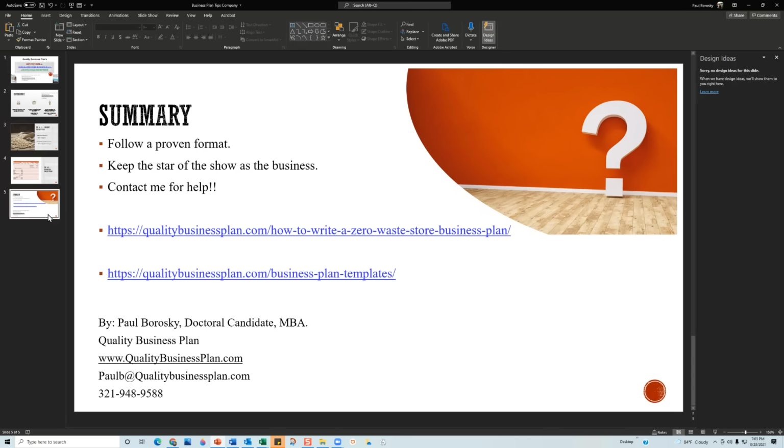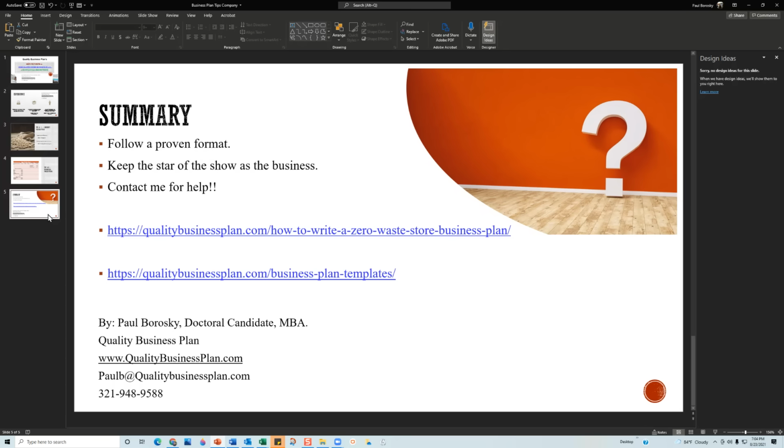Next is going to be to keep the star of the show as the business. Some zero waste store clients that I've spoken with tend to get a little overboard in how important it is to protect the environment and how critical it is to get rid of the plastics and to lower global warming. You don't want your business plan to be so focused on the problem that the reader of the plan is not going to understand your solution. So be succinct, be short, but be to the point, and make sure you've got your references in there to support the statements that you're going to make.